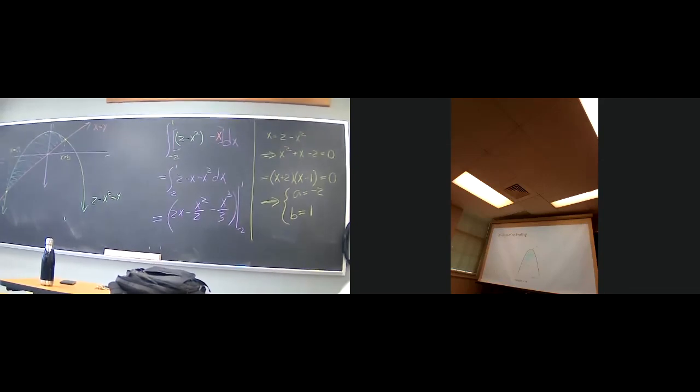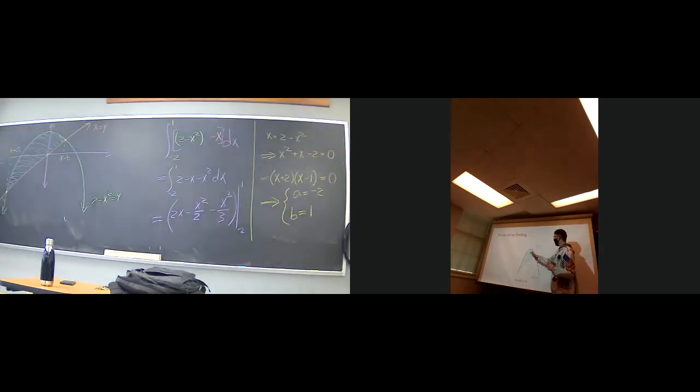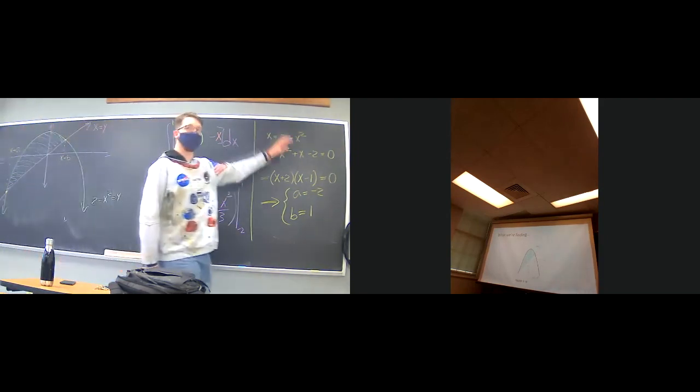Okay, so looking at this problem, we're finding this interior area, right? This is the area bounded by the two functions. One of the things we're going to have to do is find out what the x values are where these two functions intercept each other. That's what we've done over here in yellow.